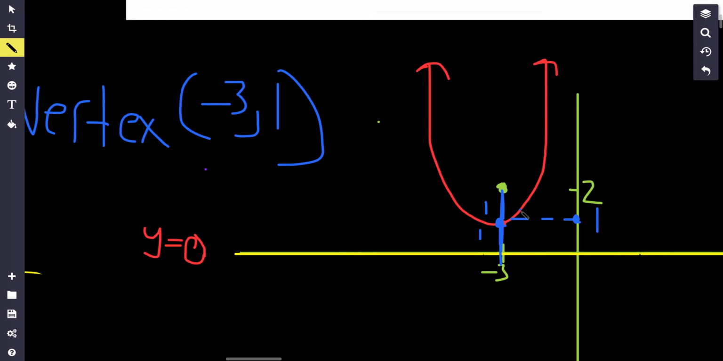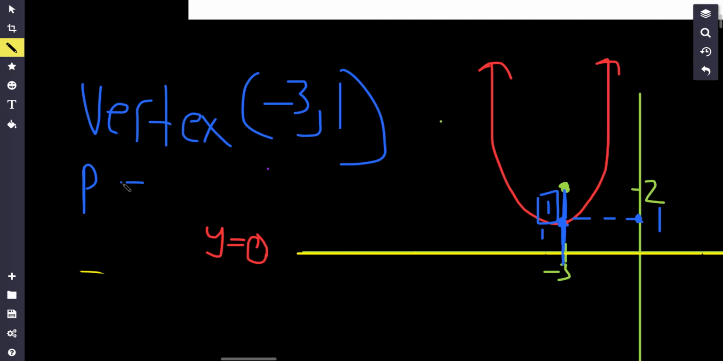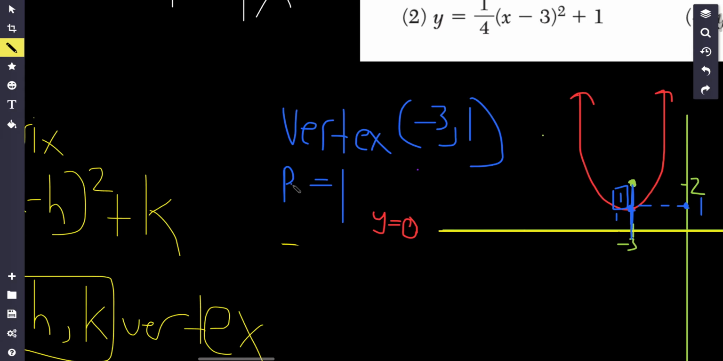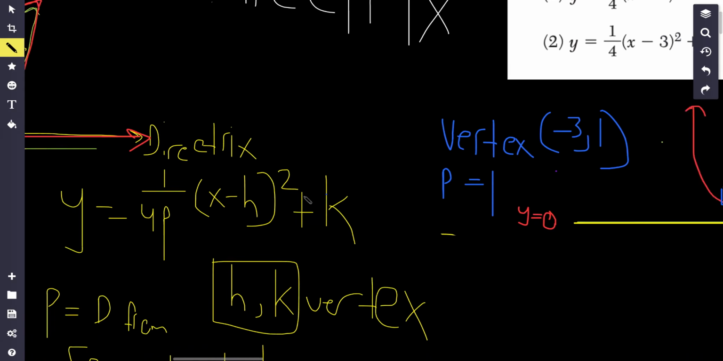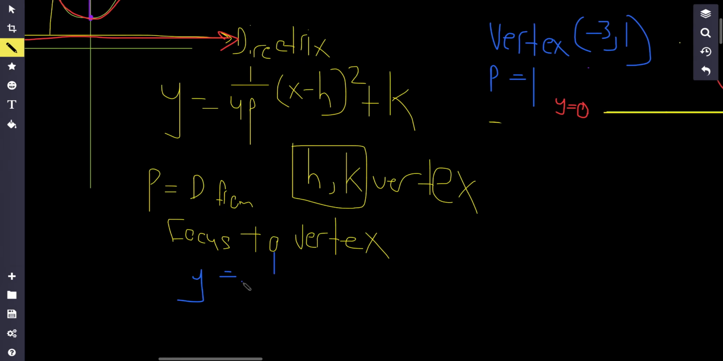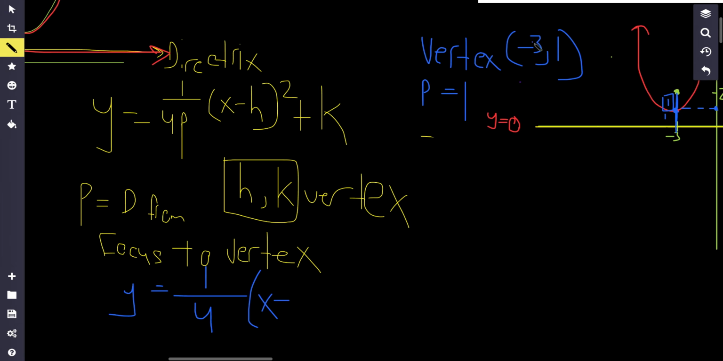And I know that the distance from my vertex to my focus is 1. This is what I'm going to call p. So my p value, or this distance, is equal to 1. Now I can just plug it into my formula. It's going to be y is equal to 1 over 4 times p. I know p is 1, so 4 times 1, times x minus h, where h is the x coordinate of my vertex.